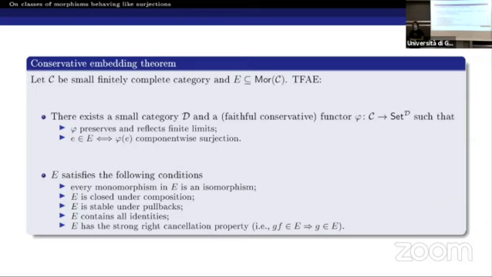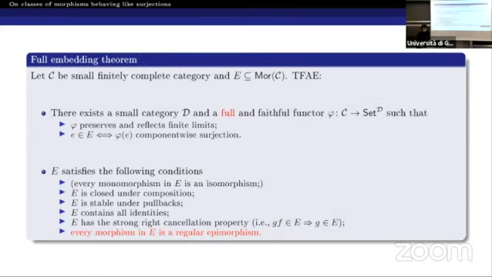So the first 3 are presented to you. So there is no proper mono in E, it's closed under composition and stable under pullbacks. And you need also to add the fact that E contains all identities and that it has a strong right cancellation property. So namely, if you have two composable morphisms whose composition is in E, then the second one should be in E as well. Okay, and I call that the conservative embedding theorem because the embedding is just conservative, it's not full. But there is also a full one. So if you want your embedding to be fully faithful, then you need to add one more property: that any morphism in E is a regular epi.